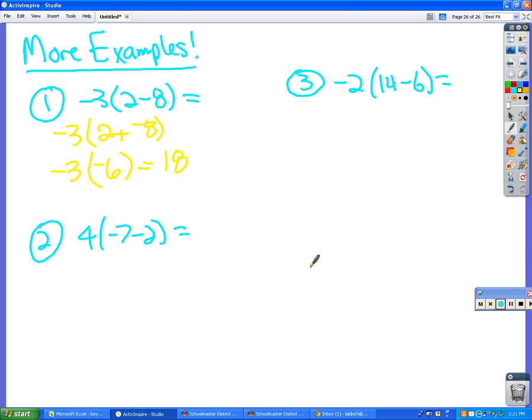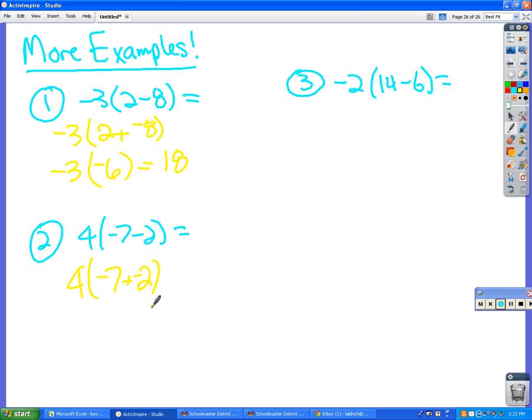I don't disagree. Okay? All right, so let's take a look at number 2. Ben, you want to do the stuff inside the parentheses for us? How do I change the negative 7 minus 2 into an addition thing? Plus negative 2. Okay, good. So instead of saying negative 7 minus positive 2, it's negative 7 plus negative 2.